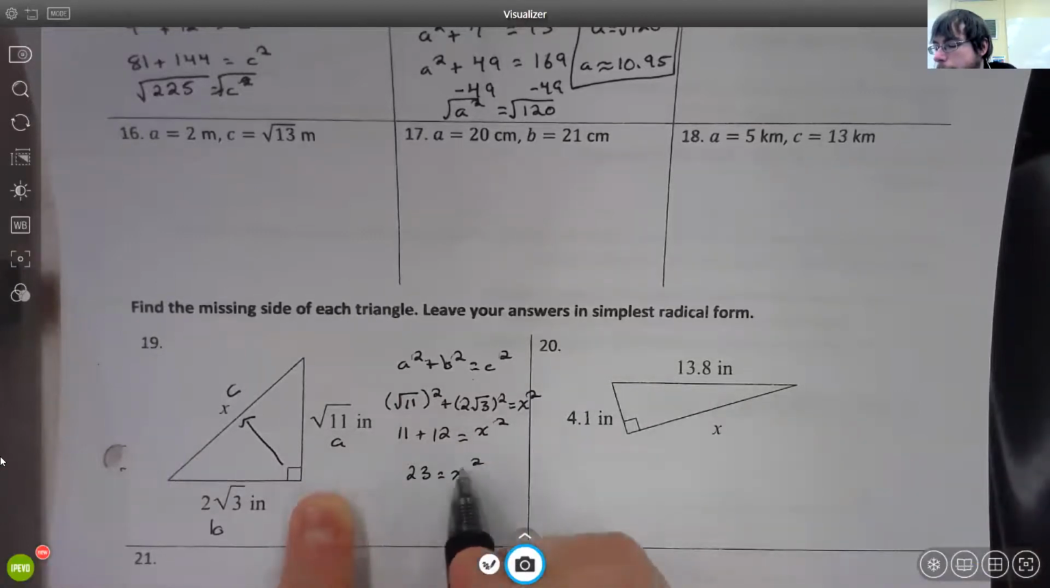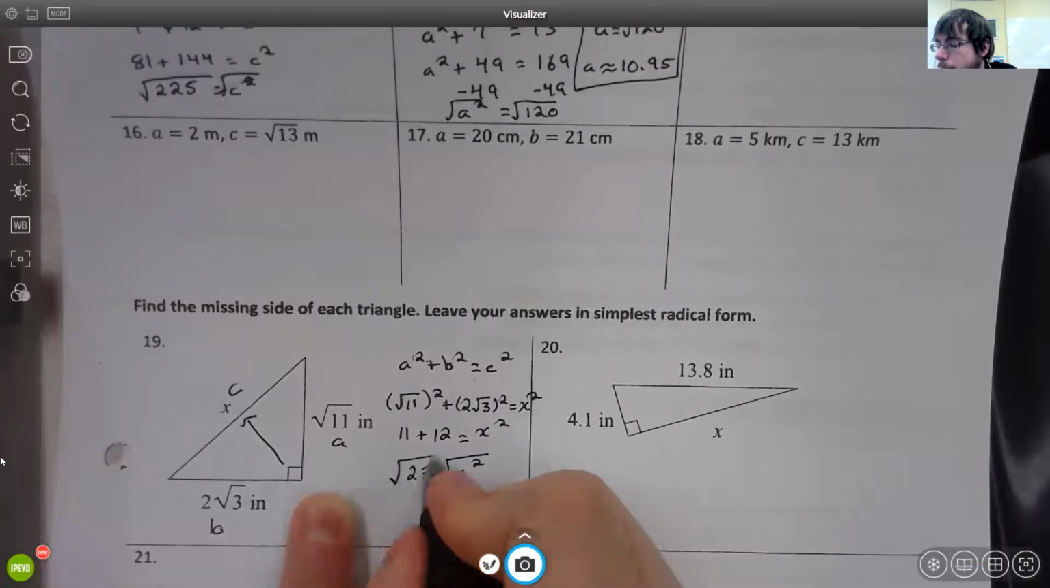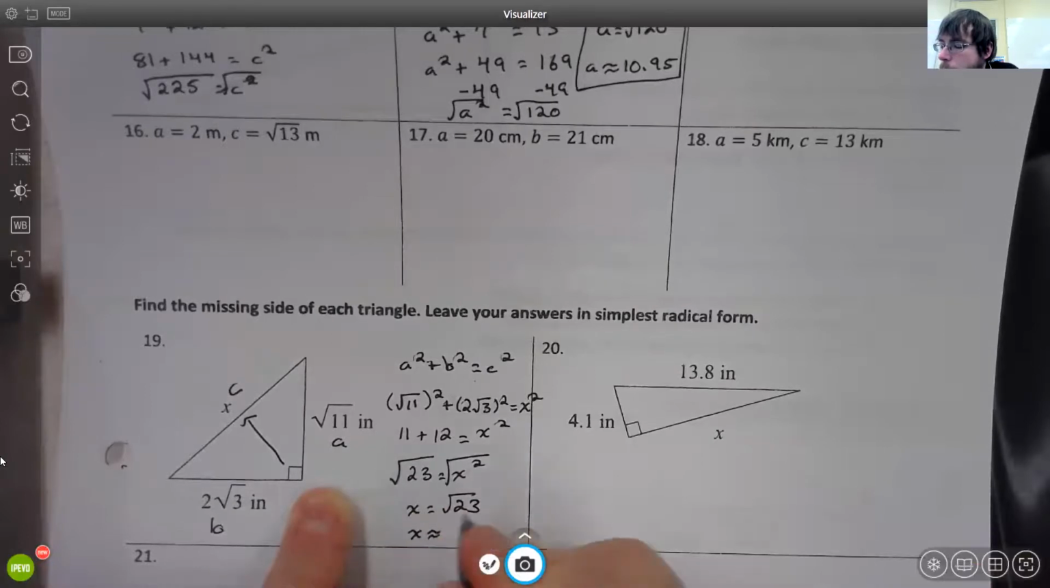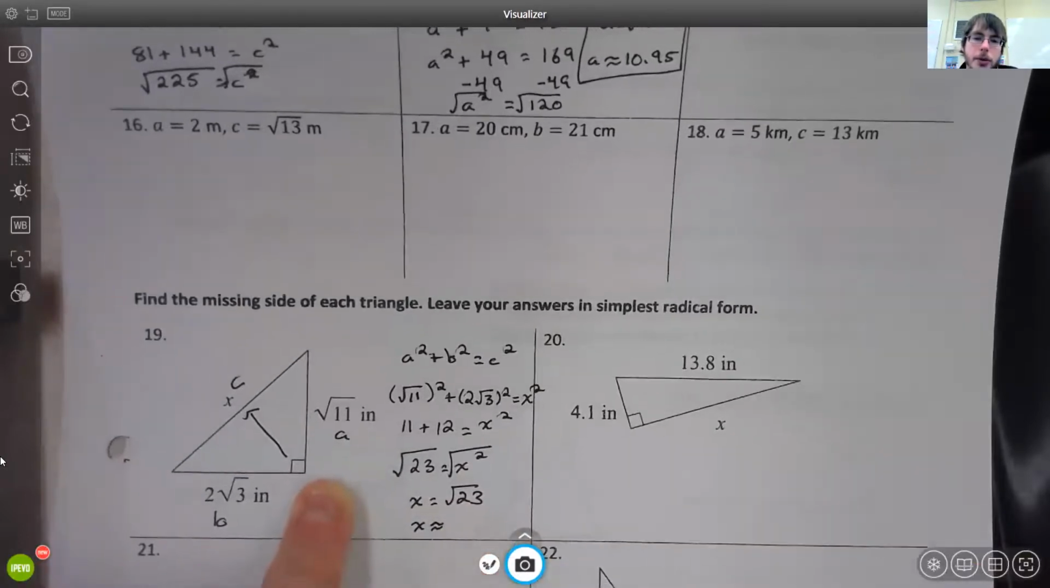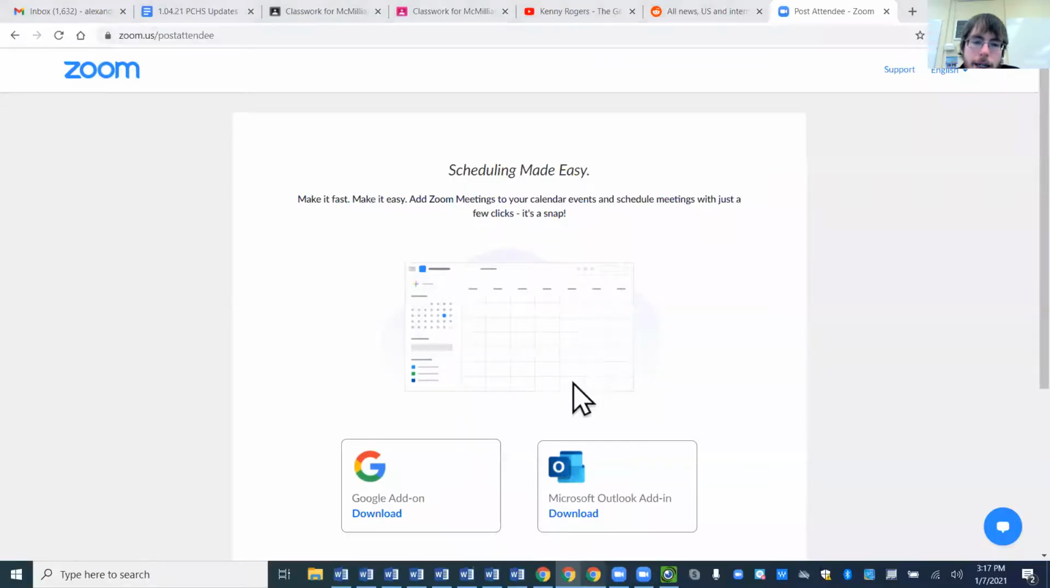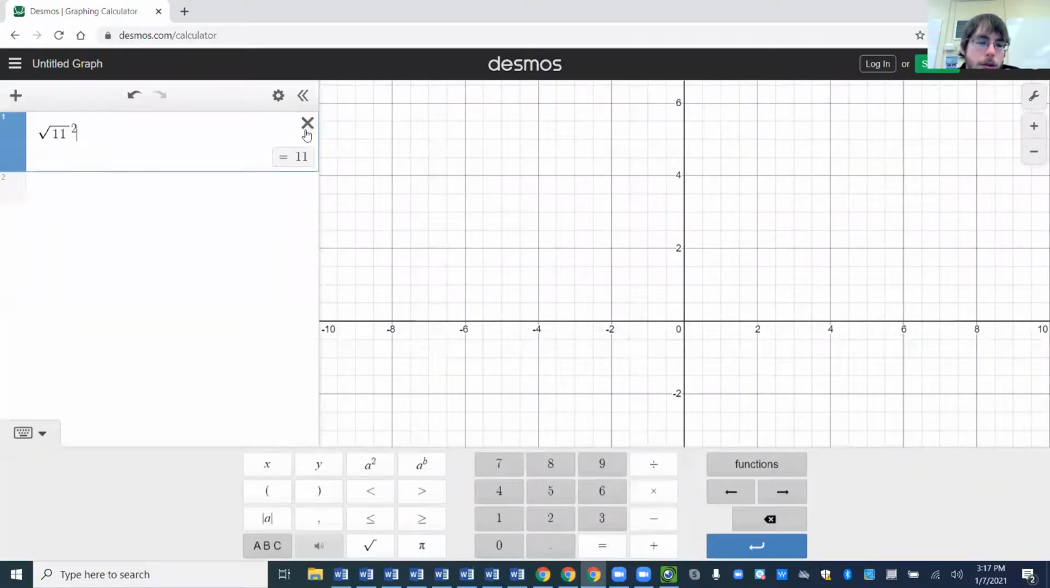We want to solve for x. We square root both sides. And then we get that x equals root 23. And if we plug that in to Desmos to figure out our decimal, we see that this is approximately 4.79 or 4.8.